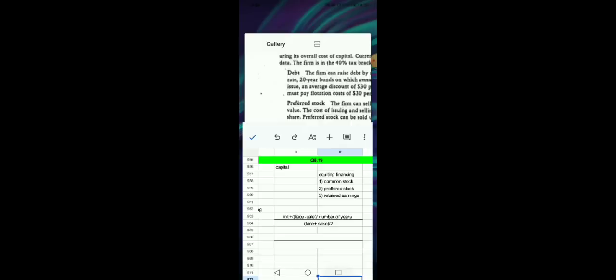You will need to divide by the number of years. It is the numerator, and in the denominator you will have, in brackets, face value plus sale value or market value, bracket close, and divided by 2. 2 is fixed over here. So here you have the formula for the calculation of cost of debt, and now we will see what is present in our question.